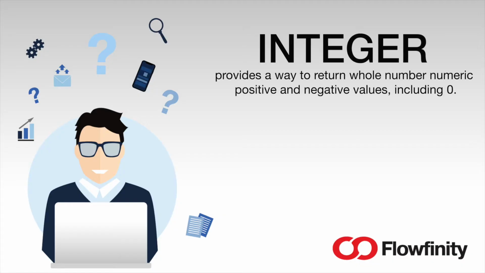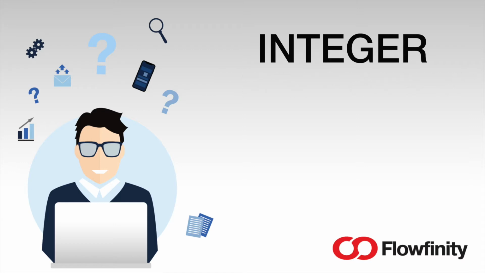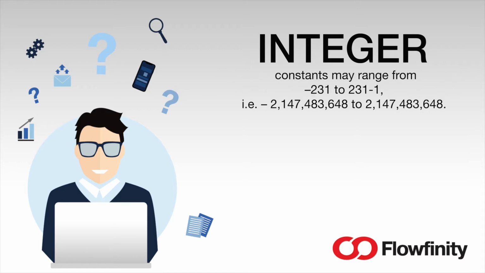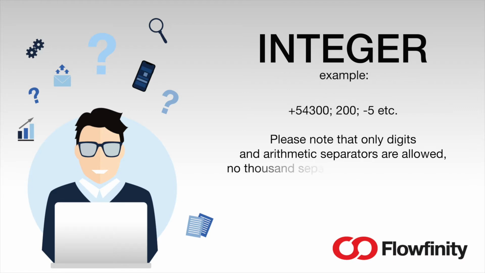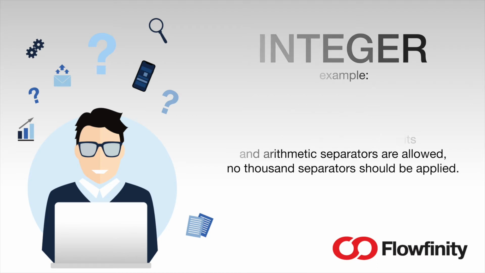Integer provides a way to return whole number numeric positive and negative values, including 0. Integer constants may range from 2 to the 31st power to 2 to the 31st power multiplied by -1. Please note that only digits and arithmetic separators are allowed. No thousand separator should be applied. Integer examples are 54,300, 200, -5, etc. Timespan fields are shown as integer values containing number of minutes in formulas.